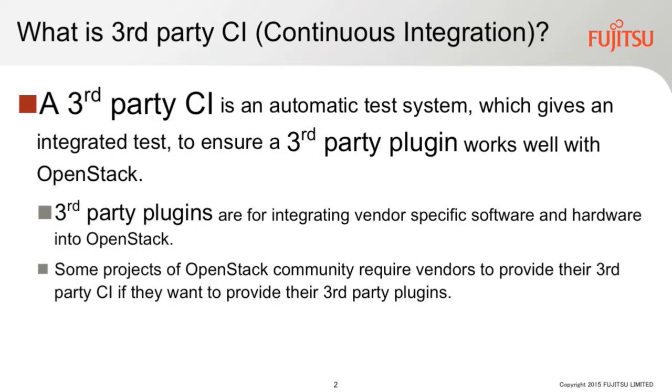Let's come back to the topic today, the CI. CI is continuous integration. It is an automatic test system. It gives an integrated test to ensure a third-party plugin works well with OpenStack. The third-party plugin here is for integrating vendor-specific software and hardware into OpenStack. Also, some projects of the OpenStack community require vendors to provide their third-party CI if they want to give a plugin. So our aims come together, and let's just give a CI then.